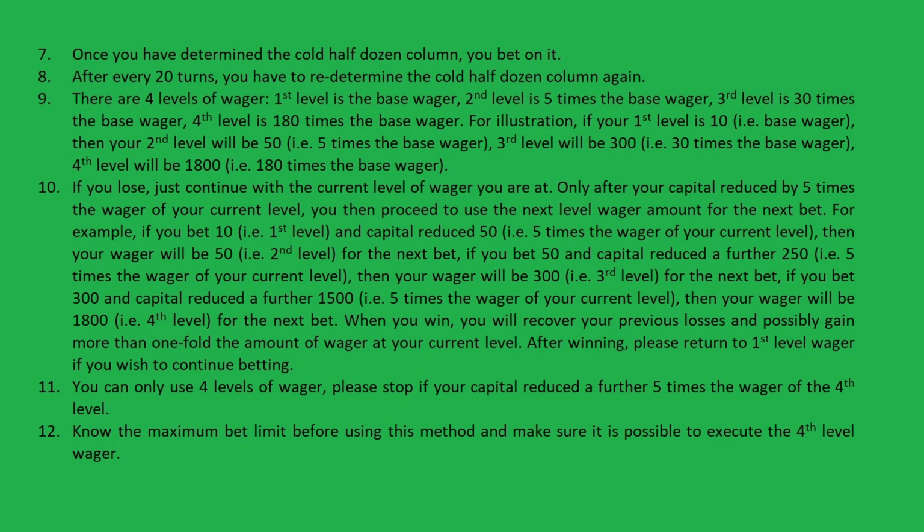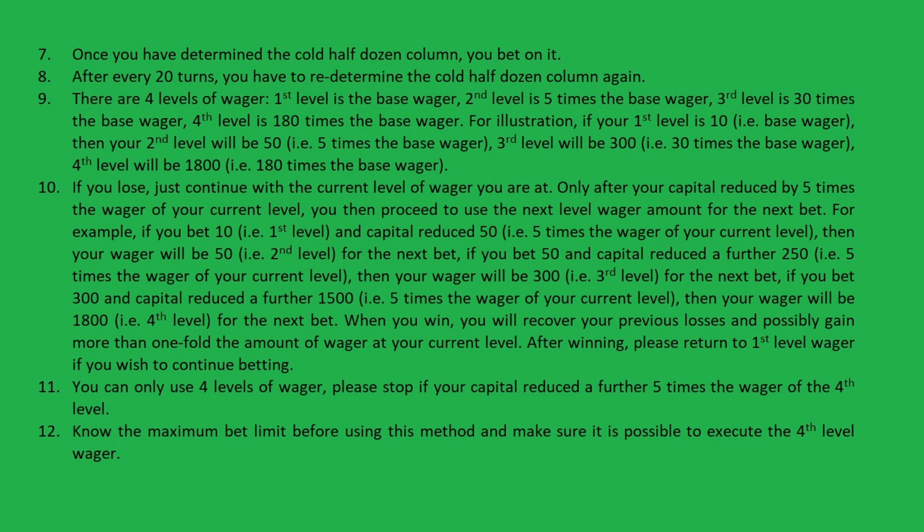9. There are 4 levels of wager. First level is the base wager, second level is 5 times the base wager, third level is 30 times the base wager, fourth level is 180 times the base wager. For illustration, if your first level is 10, i.e. base wager, then your second level will be 50, i.e. 5 times the base wager, third level will be 300, i.e. 30 times the base wager, fourth level will be 1,800, i.e. 180 times the base wager.